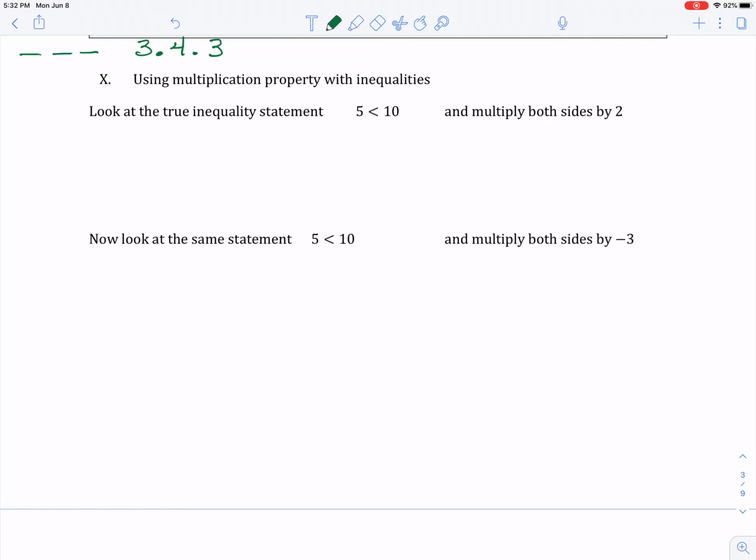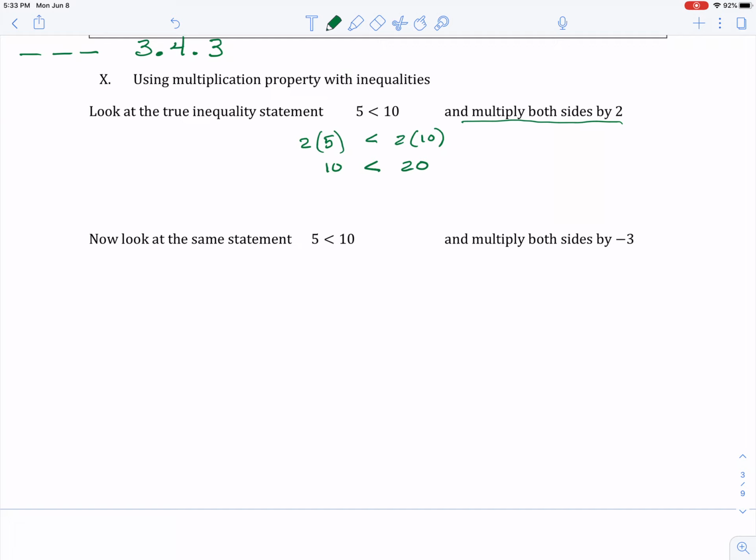So we're going to start out just by looking at a couple of statements and observe what happens as we multiply both sides of the inequality or divide both sides of the inequality by something. So we start out here with a true statement, 5 is less than 10, and we want to multiply both sides by positive 2. So you see that I've multiplied both sides by 2, and that is still a true statement. 10 is still less than 20.